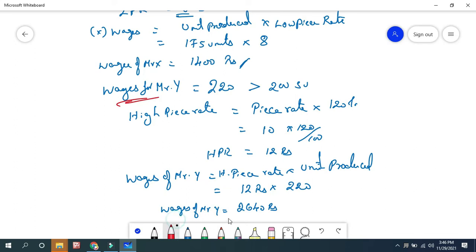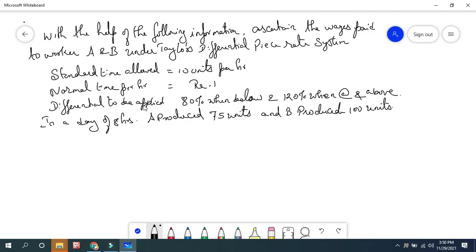Hope it is clear, right? So we found the wages of Mr. X and we found the wages of Mr. Y under Taylor's differential piece rate, right? Come, we will see one more sum in this, right?